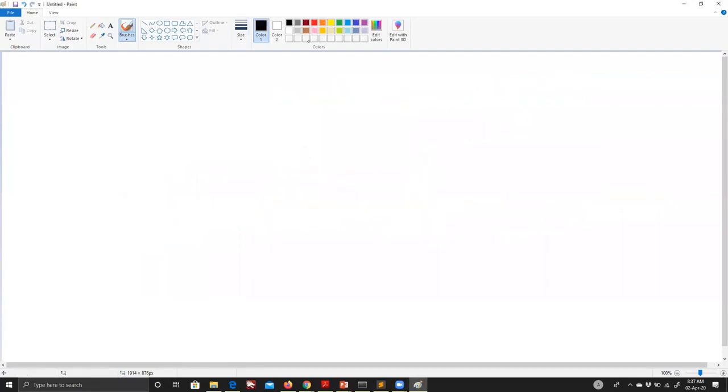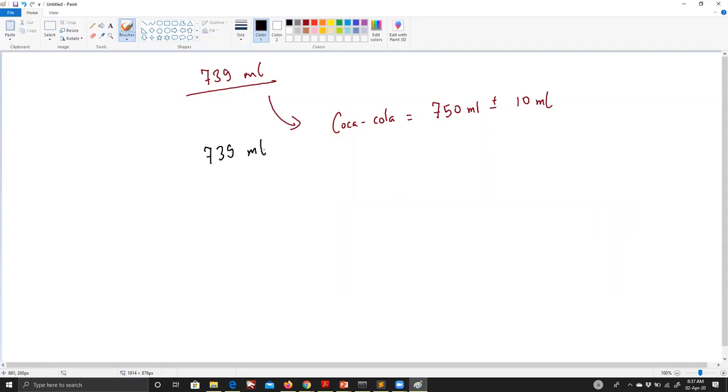Because I got 739 ml and I'm very angry about this. I go to the Coca-Cola website and I read that Coca-Cola, in its fine print, is claiming that the bottle would be 750 ml plus minus 10 ml. Now I got 739 ml. So can I sue them?